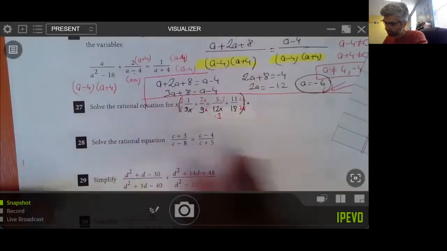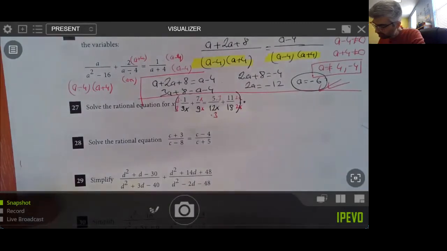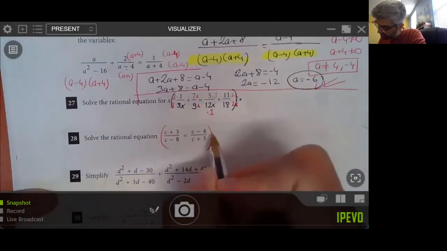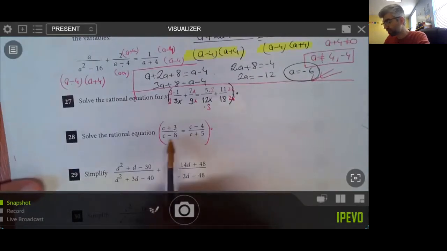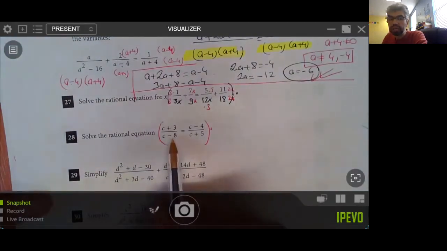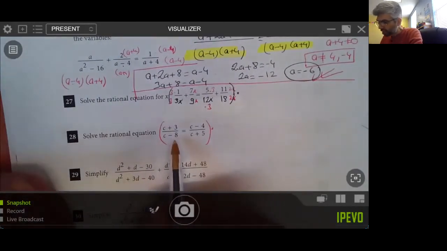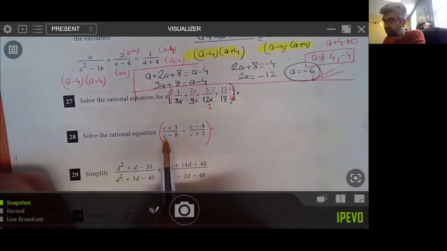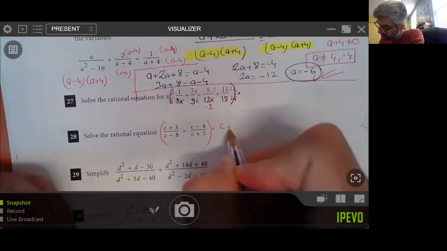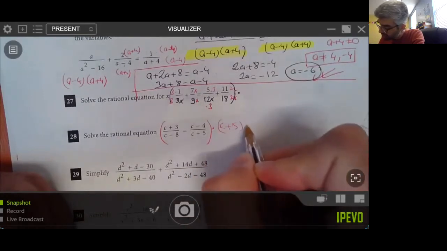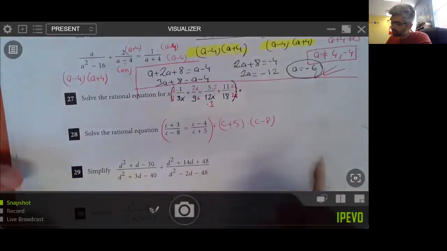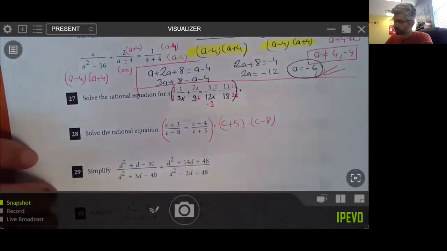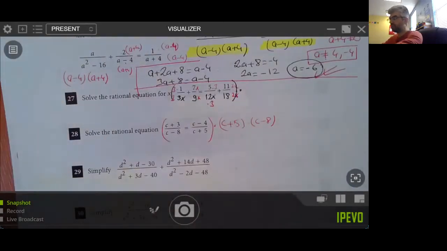And number 28. So guys, here, number 28, we can multiply the whole equation by the common denominator. What is the common denominator? So that is c minus 8 and c plus 5. It's obvious that common denominator is c minus 8 times c plus 5. So I multiply these by c plus 5 times c minus 8. So what will happen when I multiply?